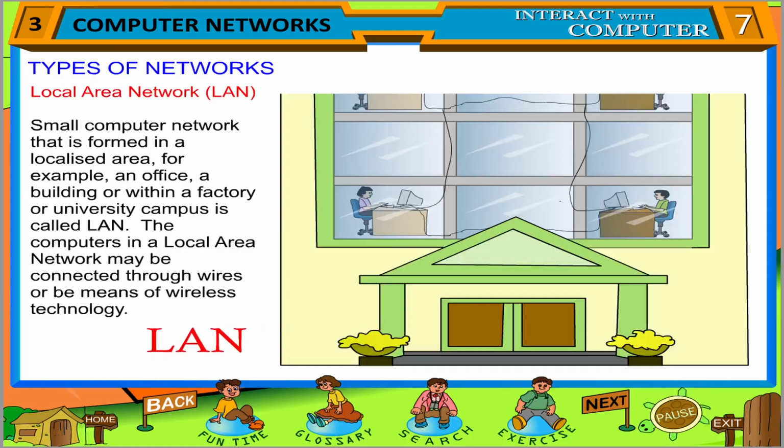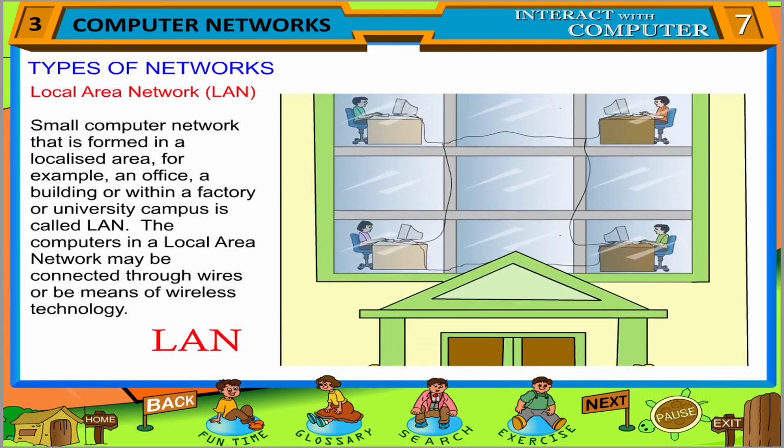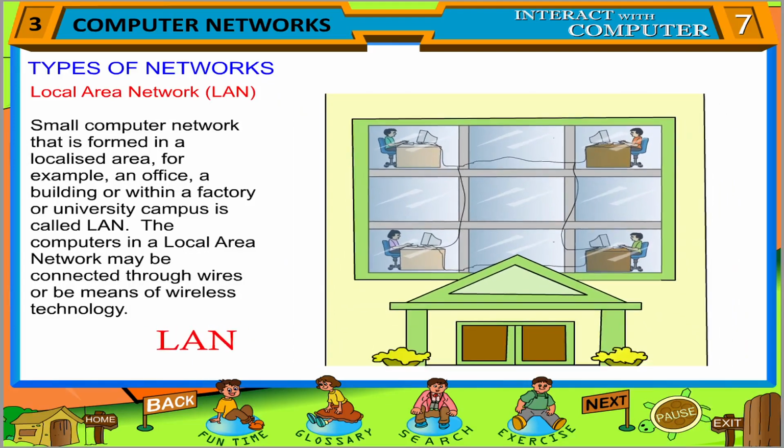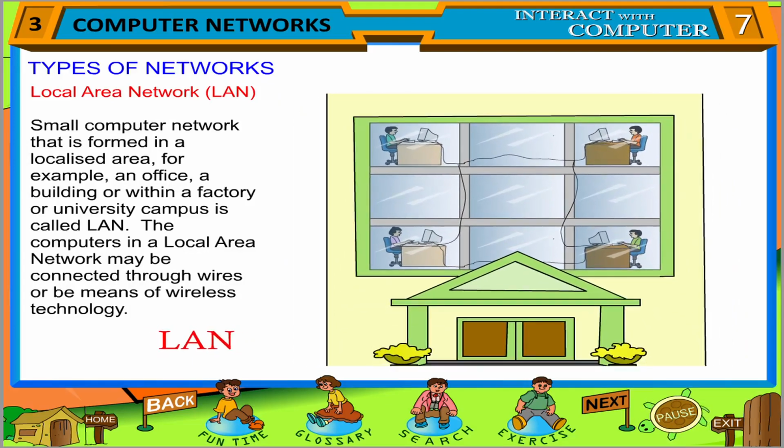Local area network or LAN. A small computer network that is formed in a localized area, for example, an office, a building, or within a factory or university campus is called LAN. The computers in a local area network may be connected through wires or by means of wireless technology.